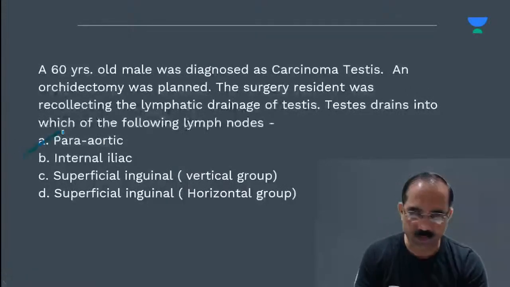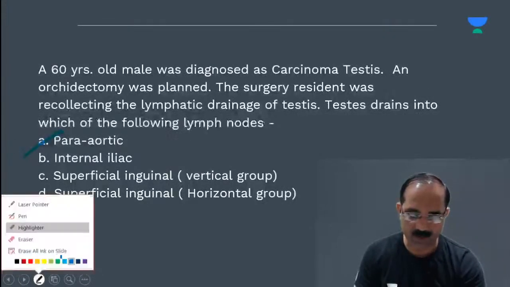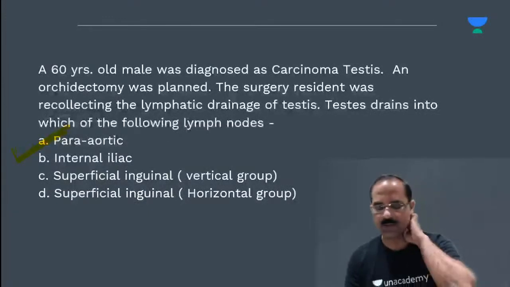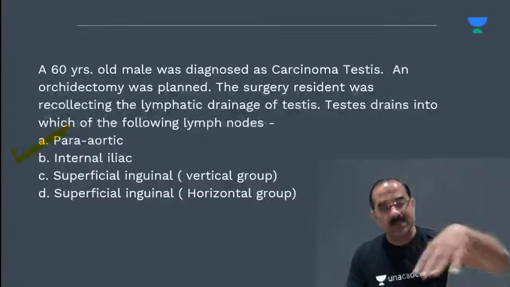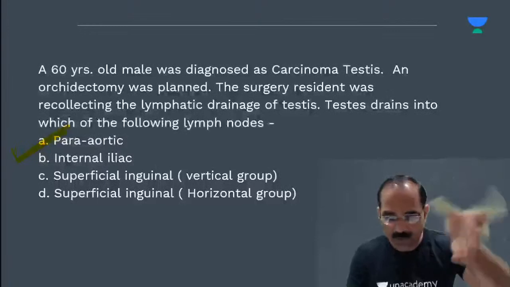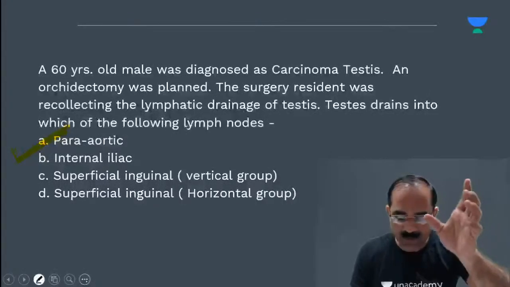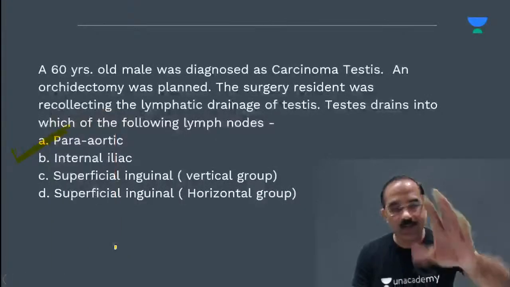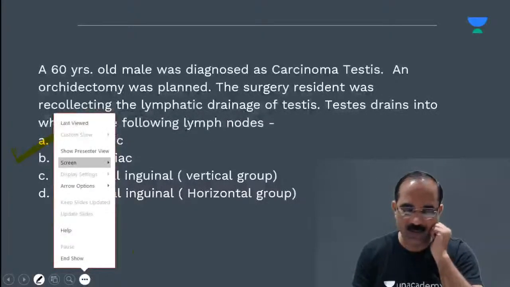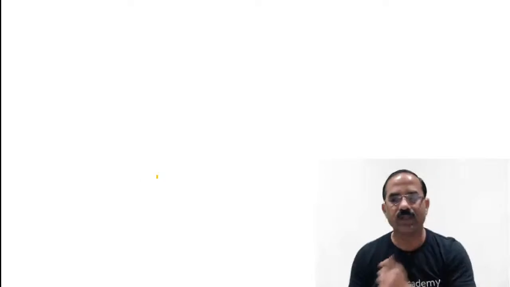Para-aortic lymph nodes. Very good. Testis and ovary drain into the para-aortic lymph nodes. Right. And tell me, the testis and the ovary develop from what? Yes, this is very important, students. If you can tell me, testis and the ovary develop from what?